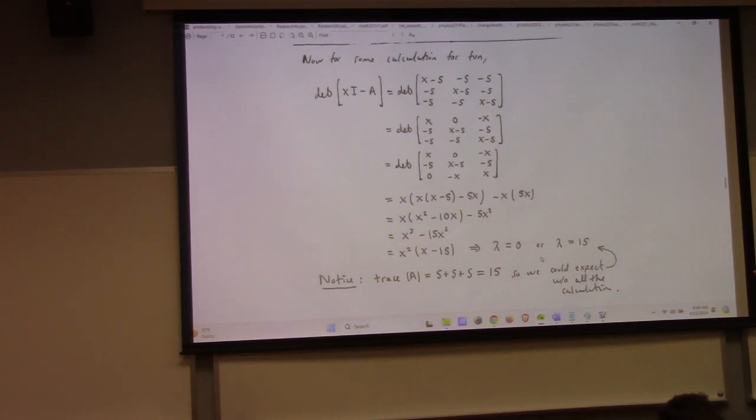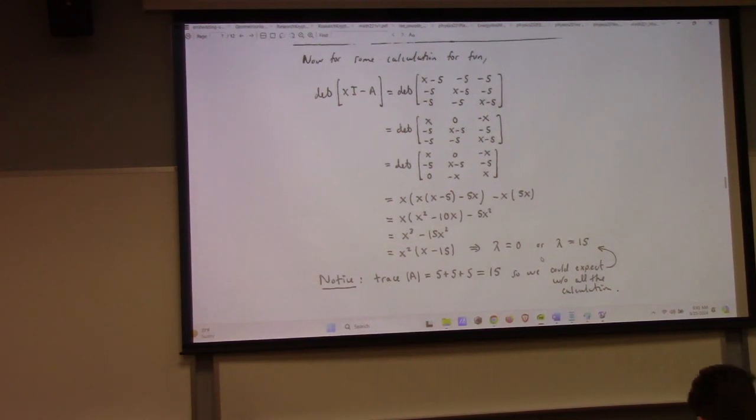Some of you might have just looked at it and go, 15 has to be an eigenvalue, right? Because 0 is obviously an eigenvalue. The trace is obviously 15. That doesn't really force it to be 15, right? It could be 0, 5, and 10, or it could have been 0, 4, and 11. I mean, there's a lot of other possibilities.